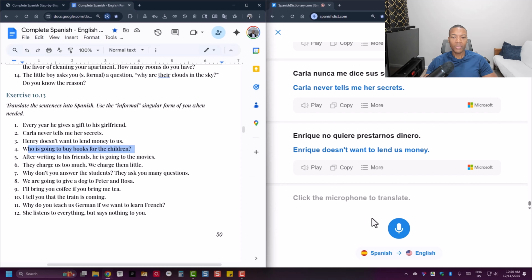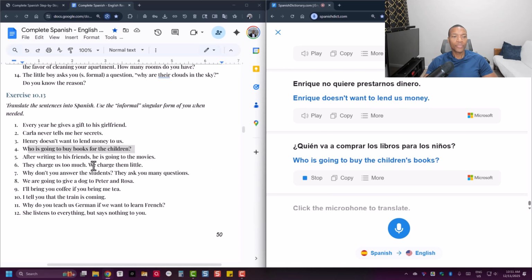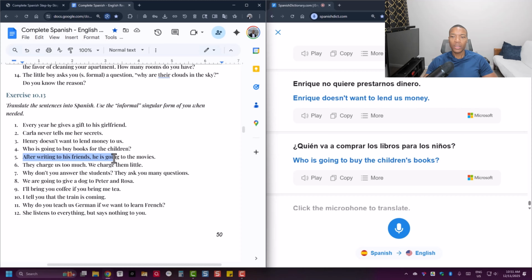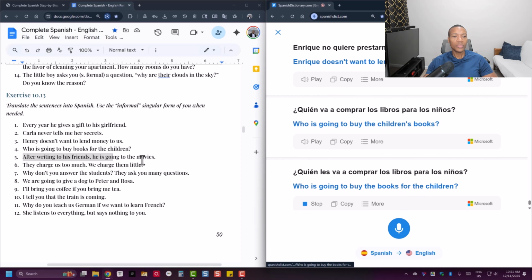Who is going to buy books for the children? ¿Quién va a comprar los libros para los niños? Who is going to buy the children's books? Who's going to buy books for the children? ¿Quién les va a comprar los libros para los niños? Who is going to buy the books for the children?